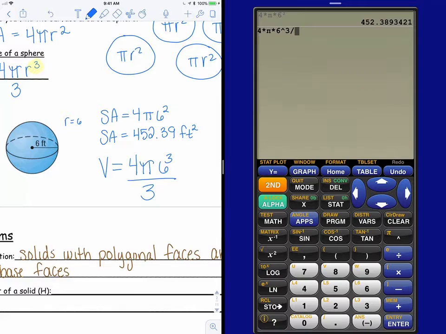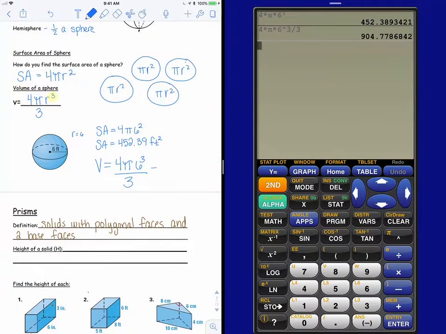and then I'm going to divide by 3. And my calculator does order of operations for me, so it's going to take that first 3 into the exponent and then divide everything by 3. It's not going to give me an exponent of 1. It kind of looks like 3 divided by 3 in my calculator, which is 1, but it's not doing that. It follows the order of operations. All right, so we get a volume of 904.78, and this time the units are cubed, because volume is how many cubes you can fit inside of something. Okay, that's spheres, and the next video you watch is going to be prisms.